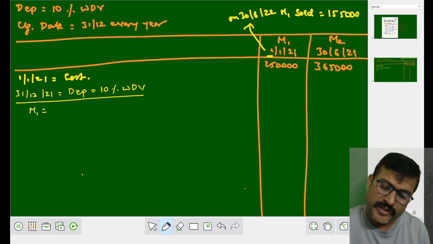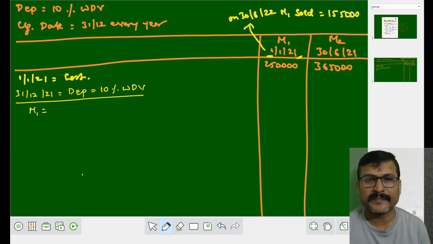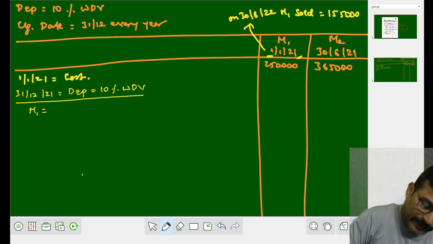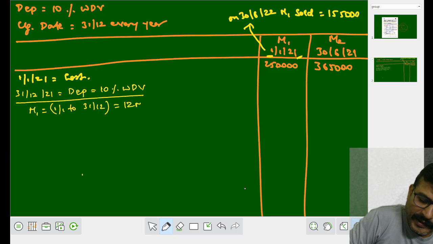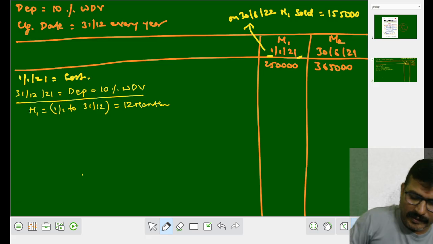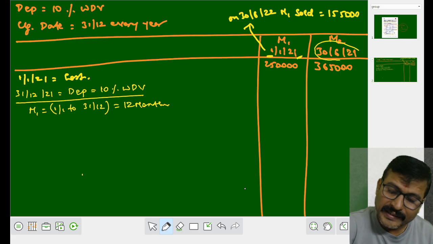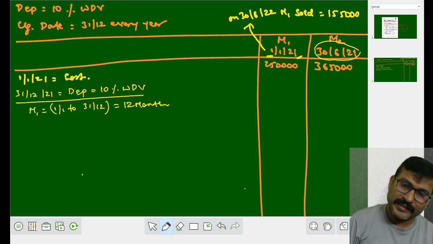See, M1 is purchased on when? 1st January. You are closing on when? 31st December. Means M1 is from 1st January to 31st December. It comes to how many months? 12 months, right? Now, M2 is purchased on when? 30th June 21, means in the same year.